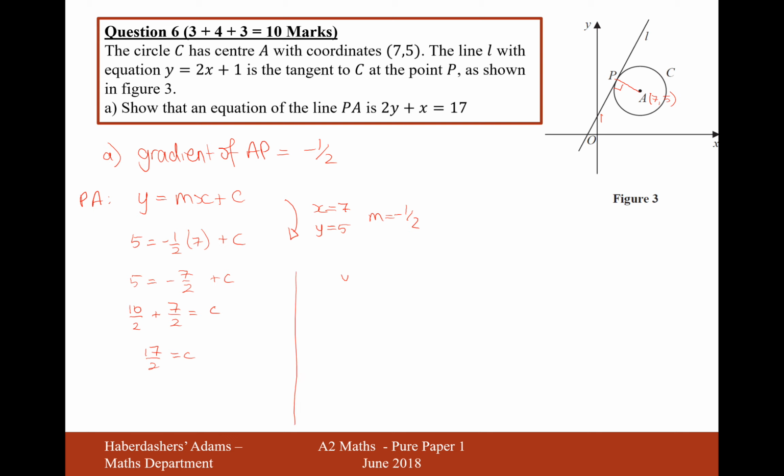So therefore we can say that y is equal to -1/2 x + 17/2. Let's now rearrange this to turn it into what we want. Let's now double both sides. So we can get 2y = -x + 17, and then we can just add x onto the other side. So we're going to get 2y + x = 17. So there we are. That's our answer. Our answer is 2y + x = 17. That's the equation of the line from A to P.